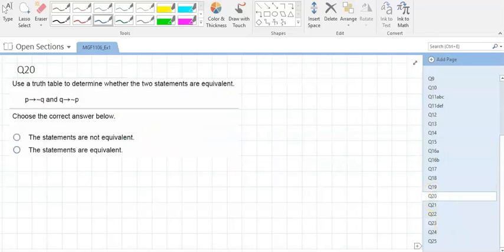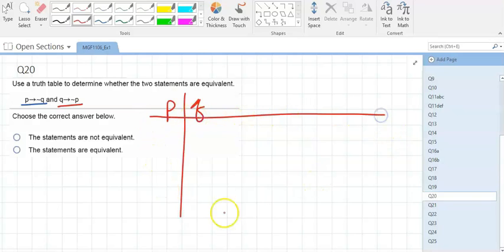Number 20, again, back to a truth table. And they want to know, are they equivalent? So the only way to be equivalent is if the truth values are all the same for every case. So we need to find the truth values for this one, and we need to find the truth values for that one. So we're going to run a truth table. We only have two items that we're dealing with, P and Q. And it's true, true, false, false, and true, false, true, false.